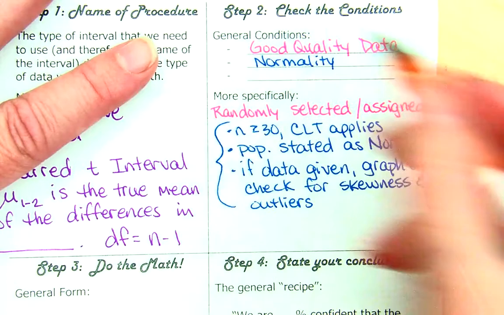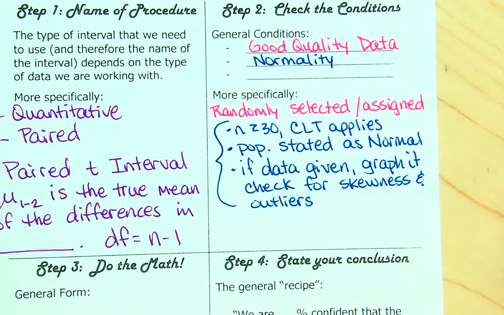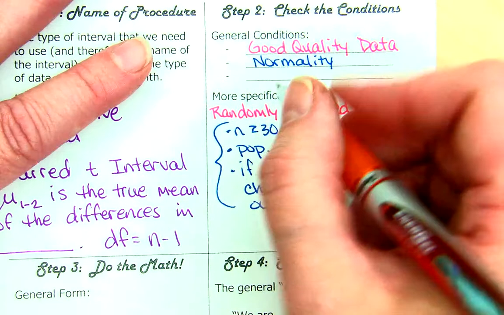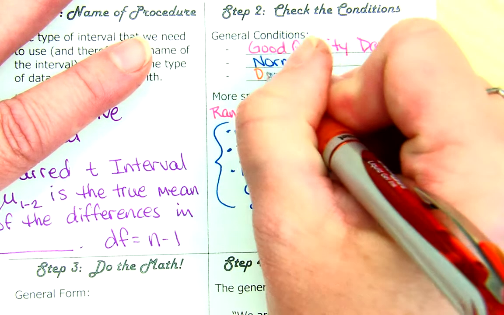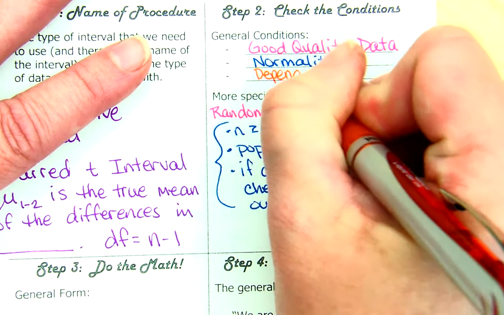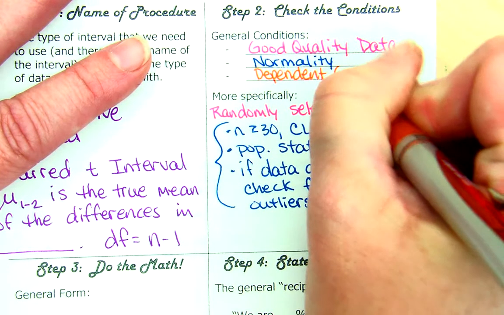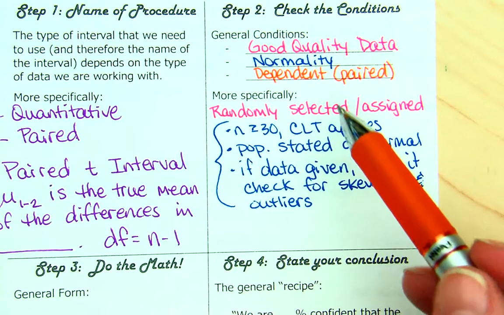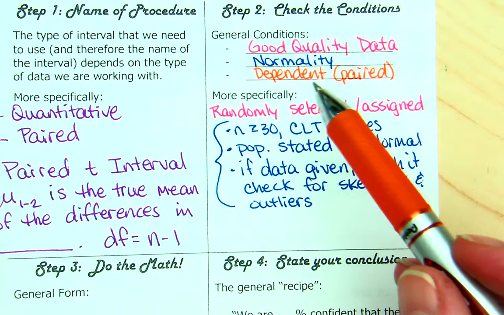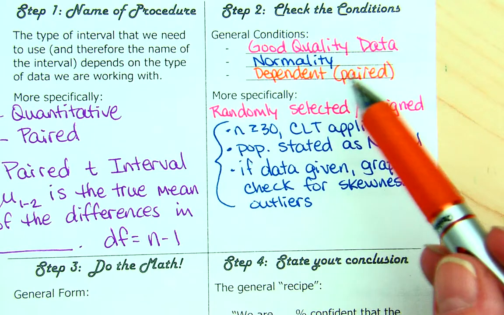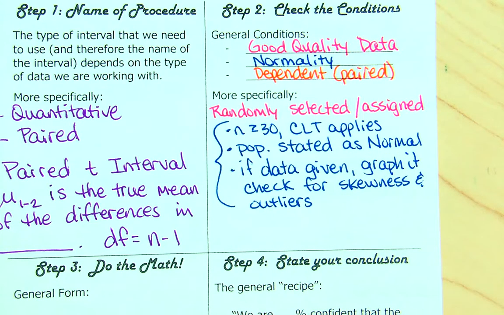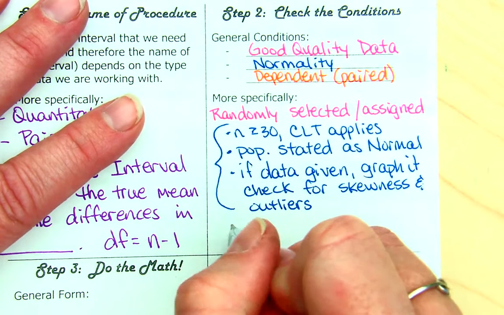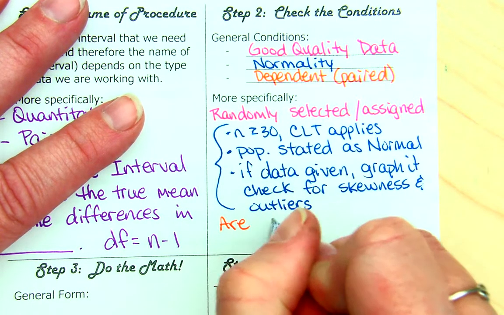And then the last condition, this is going to be one that we didn't have before, but now you will. We're going to check for, is it dependent or paired? So this is what we were doing yesterday. Is it paired or is it independent? Dependent and paired mean the same thing. So is it one of those, or is it independent, where it would be a two-sample test? So we're going to check, are the groups related?